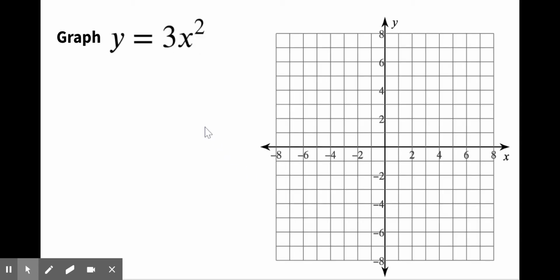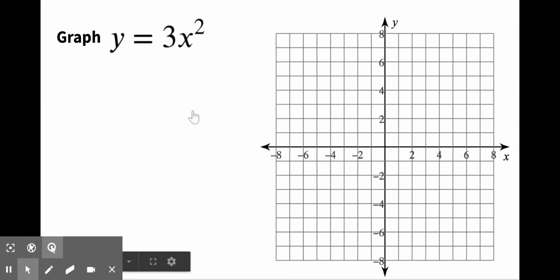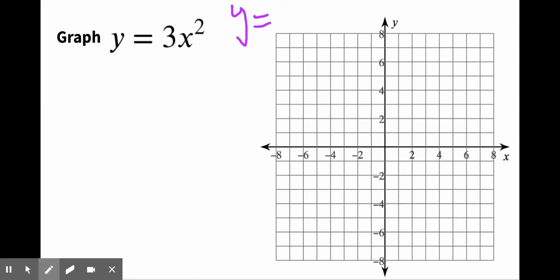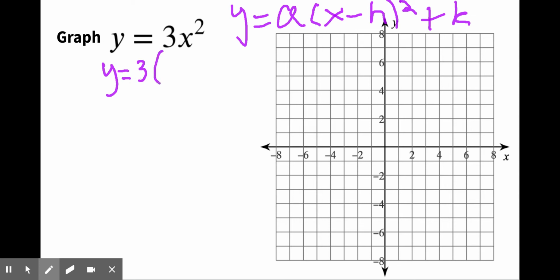Okay, so let's graph this. What might help is if we rewrite it. Remember our vertex form, (x minus h) squared plus k. So we first need to figure out our vertex. Well, I'm going to rewrite this so we can see this a little bit better.